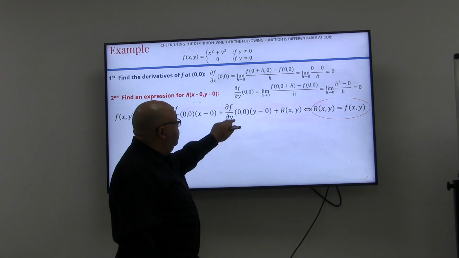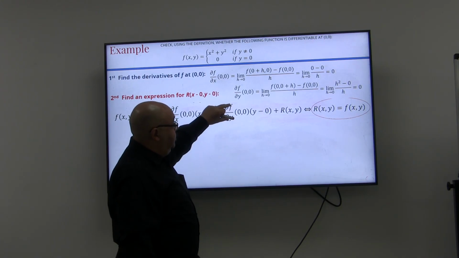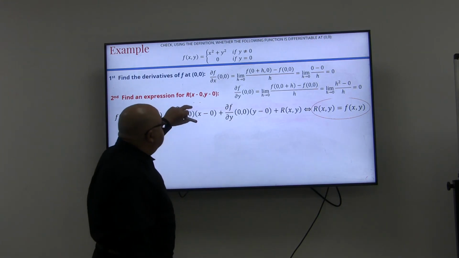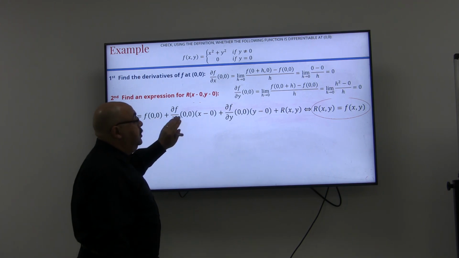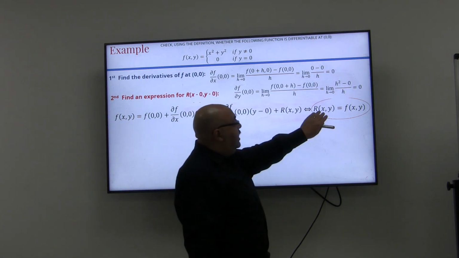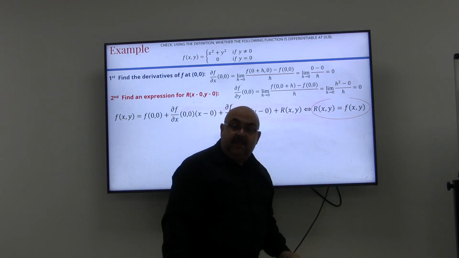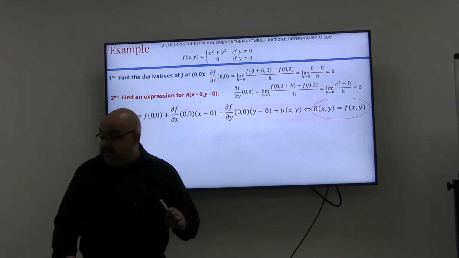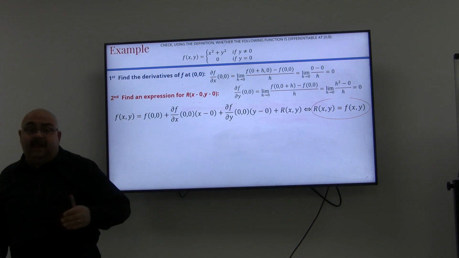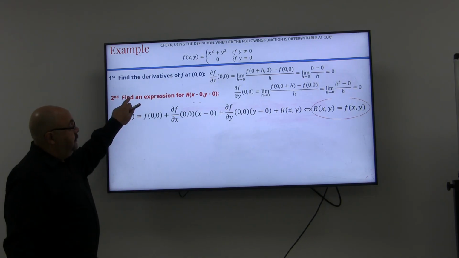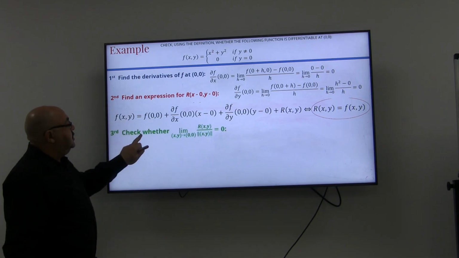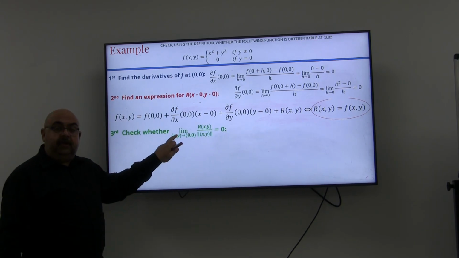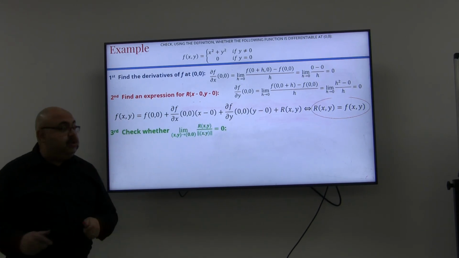This is 0 because of the existence of the partial derivative, which is equal to 0. That's 0 also, and the value of the function is equal to 0, which leads to the value of the remainder being equal to the value of the function. So now I need to evaluate the limit. That's the second step, to find r, which is equal to f of (x,y). Third step, if you remember, is trying to solve this limit, which is very, very simple.